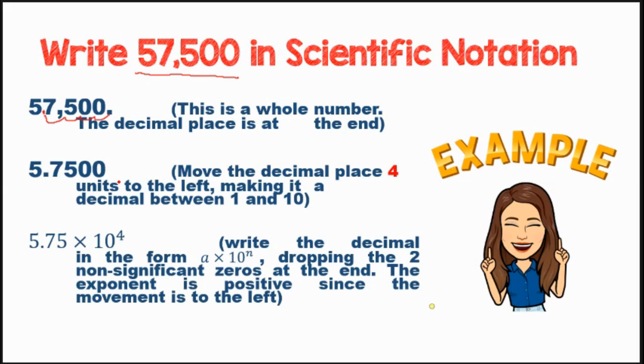After that, let's write it in the form a times 10 raised to n. You have to take note that for non-significant zeros, so these two at the back, we can already drop them. Let's leave 5.75 as our a. And then, our exponent is the number of times that you moved your decimal point. Again, that is 1, 2, 3, 4. And since we moved to the left, the sign of our exponent is positive.